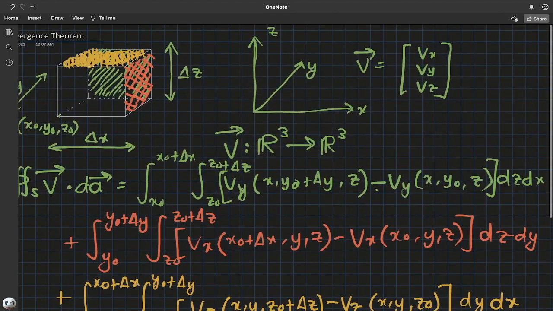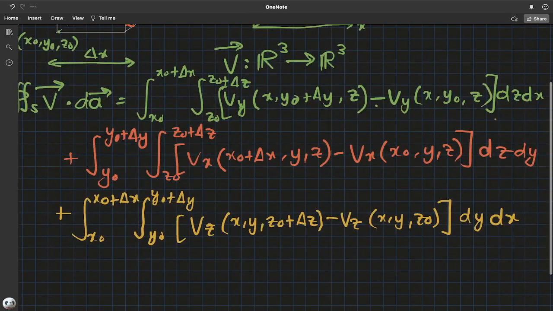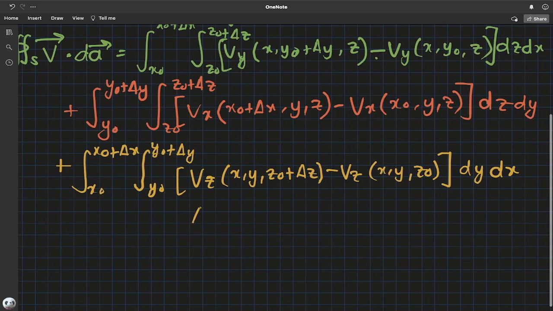Okay, now what do we do? Well, we can do one thing. We can look at these differences in the limit that delta x, delta y, and delta z all tend to 0.